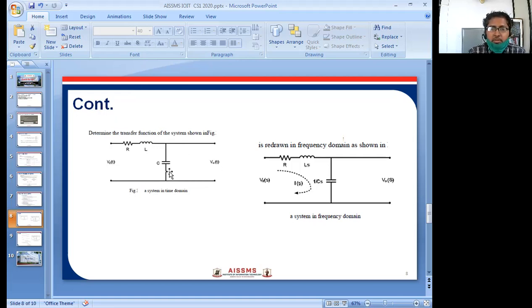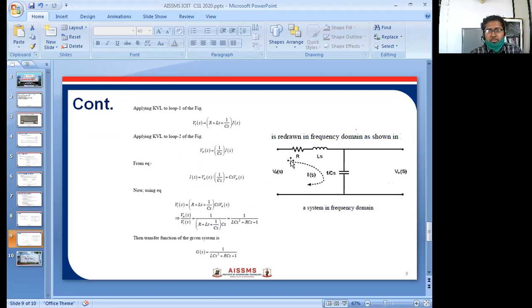If it is converted into the frequency domain, then this figure changes like this: whatever resistance is there, then the inductor which will be Ls, then this capacitor which will be represented as 1 by Cs, and whatever the input voltage v of t, that will be represented as V of s, then V0 of s is the output voltage. So this is the initial loop, or input loop, one can say.